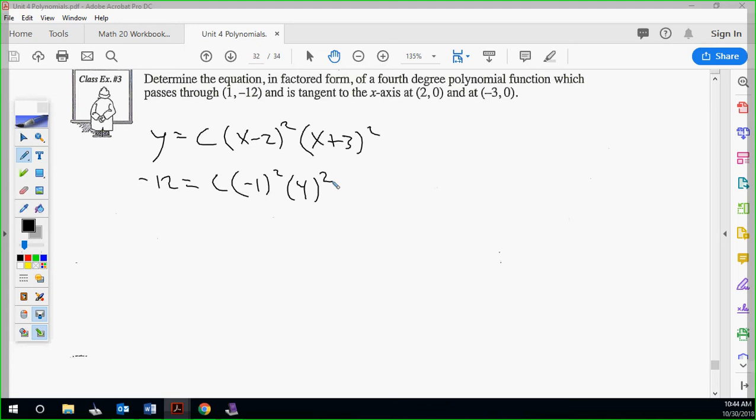Negative 1 squared is nice. It gets rid of the negative, so that's going to be 1. 4 squared is 16. So it's 16c equals negative 12. So c is negative 3/4 when you simplify the fraction of 12 over 16.